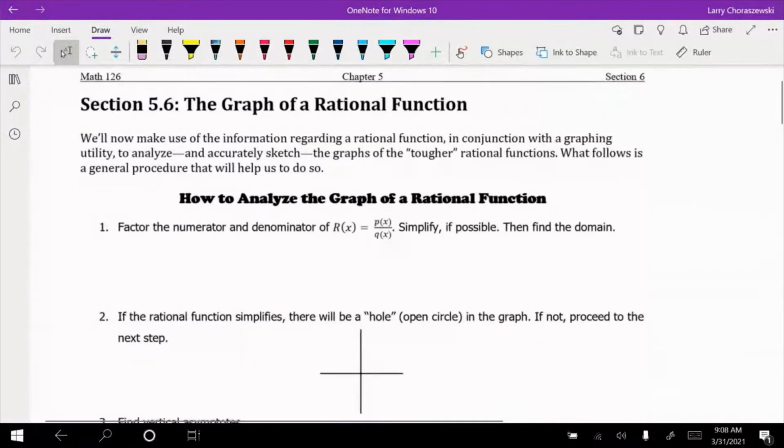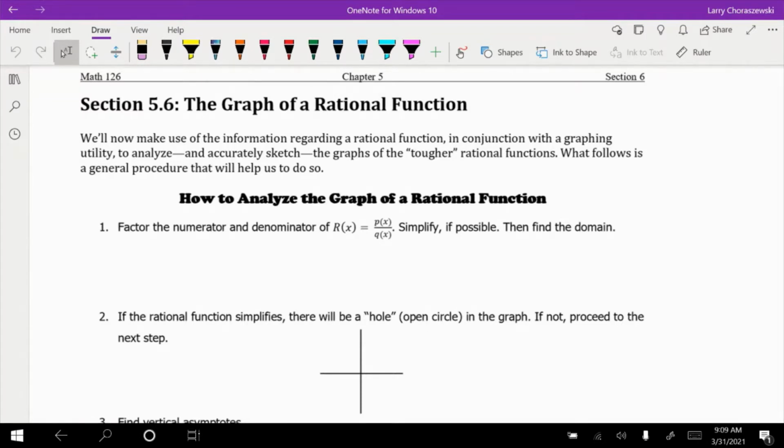All right, so this is another one of those so-called analytic processes where we're going to start throwing everything that we got at a rational function in order to come up with certain features of it, certain points, and so on and so forth. And we'll blend all that into the coordinate plane in order to come up with a sketch of those tougher rational functions.